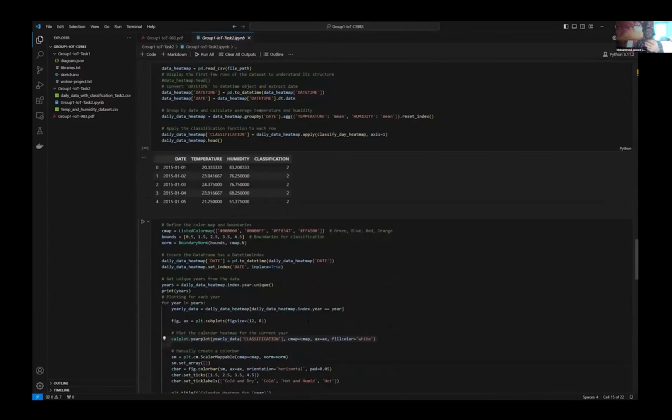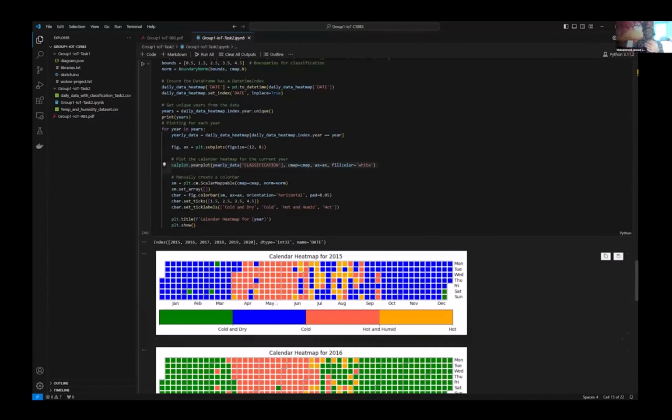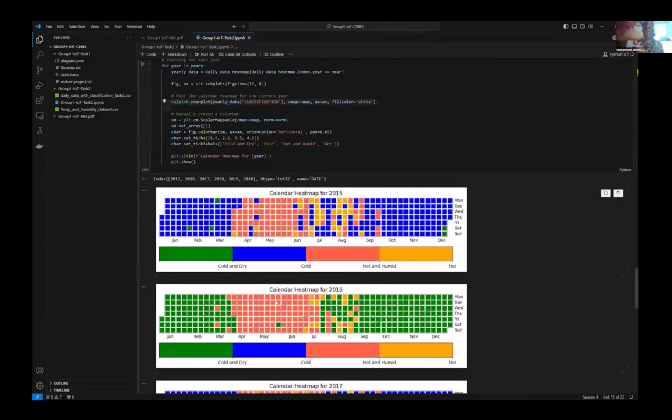And then we are doing another graph based on the heat map for the month and date wise. This is related to task 2.